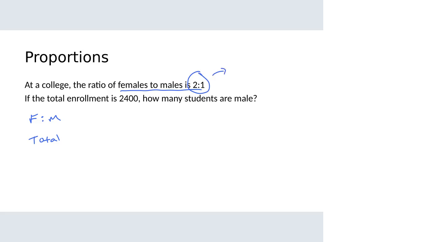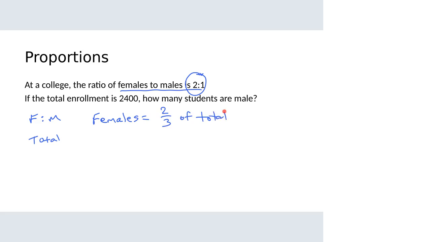If I know the ratio of females to males is 2 to 1, then what I can do from there is I could say the ratio of females to total is 2/3. So females make up 2/3 of the student body. Since the ratio of females to males is 2 to 1, then females are 2/3 of the student body. So this 2 to 1 gives me females are 2/3 of the total.